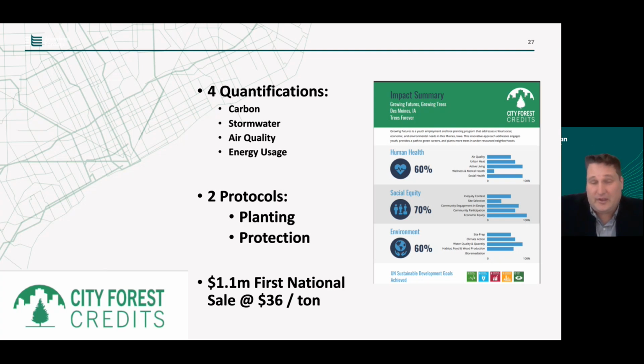The first sale just happened last year. The first national sale, 1.1 million, is a very promising signal in the market. There's a lot of interest in it from buyers, and $36 a ton. We expect this year's sale, which is currently being promoted, to have a higher dollar per ton value, and there's twice as many credits. So there's a promising market.